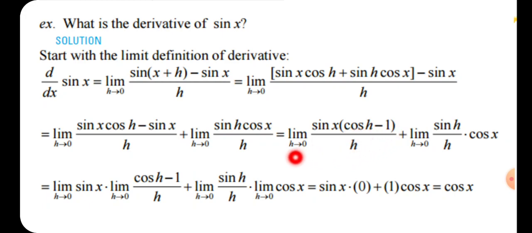When h approaches 0, we have an old rule: limit of cosine x minus 1 over x when x approaches 0 equals 0. The same here, limit of cosine h minus 1 over h when h approaches 0. So this term has been deleted. And we have here sine h over h, whose limit when h approaches 0 equals 1. And so the final answer is cosine x.